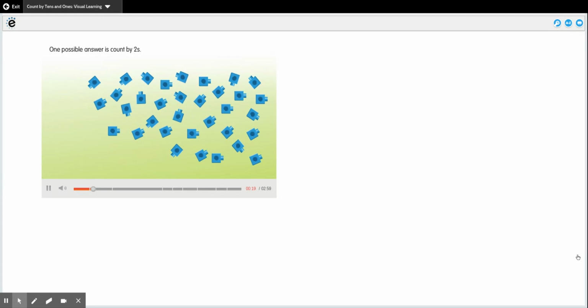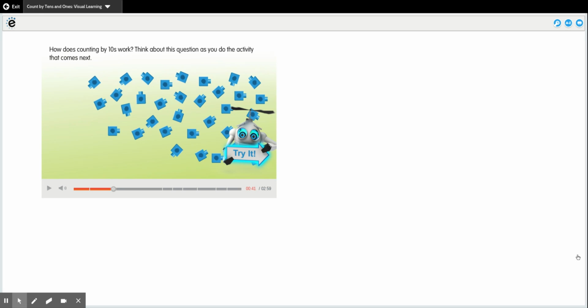One possible answer is count by twos. Another answer is count by fives. Yet another answer is count by tens. How does counting by tens work? Think about this question as you do the activity that comes next. Okay, so how do we count by tens?